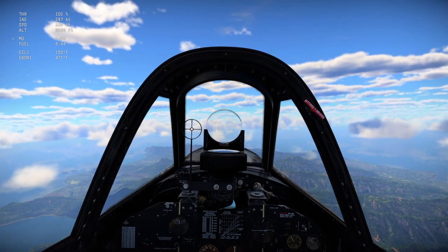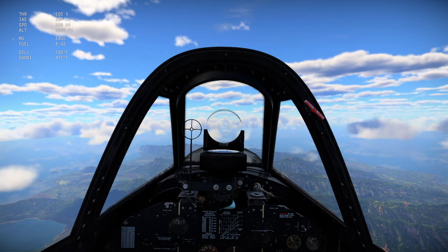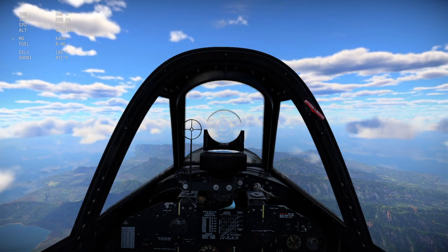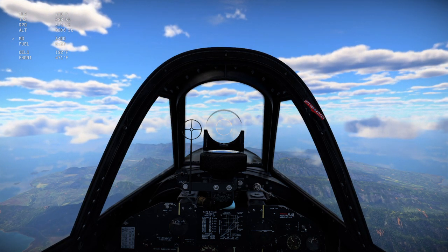If you're on a colder map, you can get away with turning it down. If you're on a hotter map, you're going to want to turn it up a little bit. So just pay attention to your temperature.